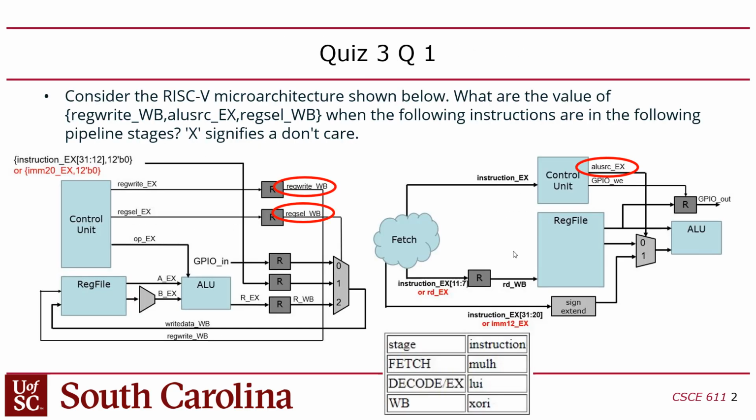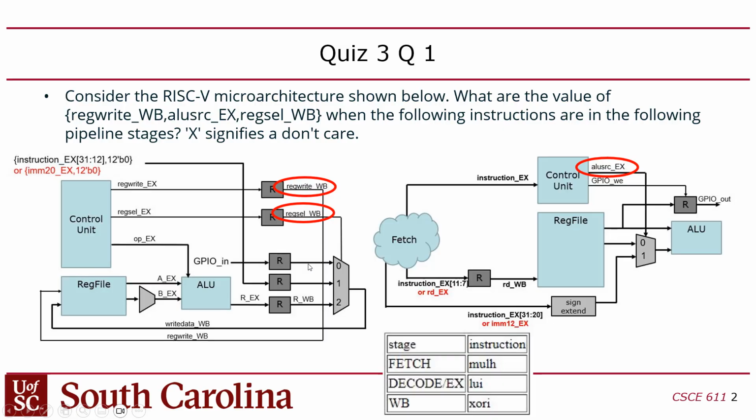So quiz 3 was due on Friday, which had some questions similar to the type I'll have on the exam. So the first question is, consider the RISC-V microarchitecture shown below. What's the value of RegWrite WB, ALU source EX, and RegSelect WB when the following instructions are in the following pipeline stages? So in this case, I'm showing a slightly confusing view, but this is the microarchitecture, showing essentially what the control signals do, what they're plugged into.